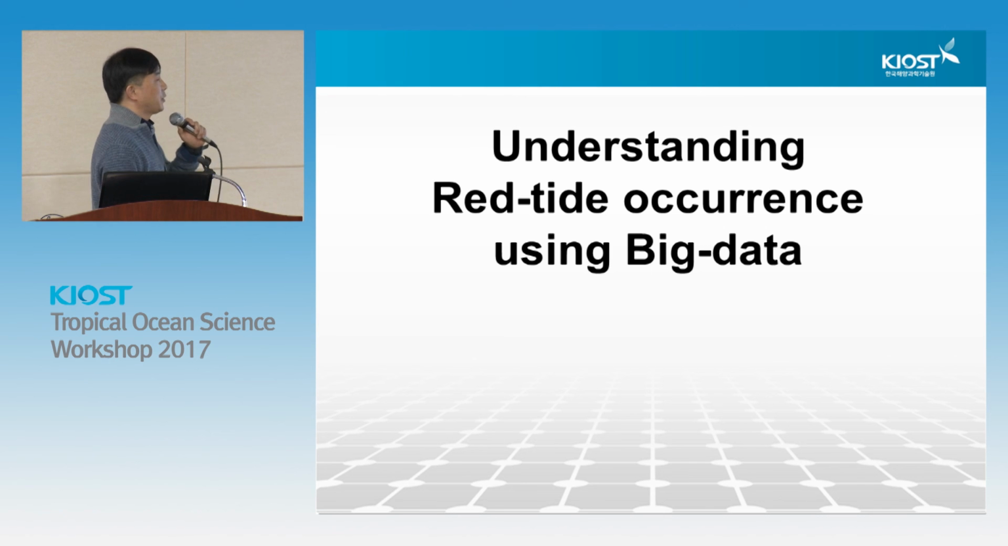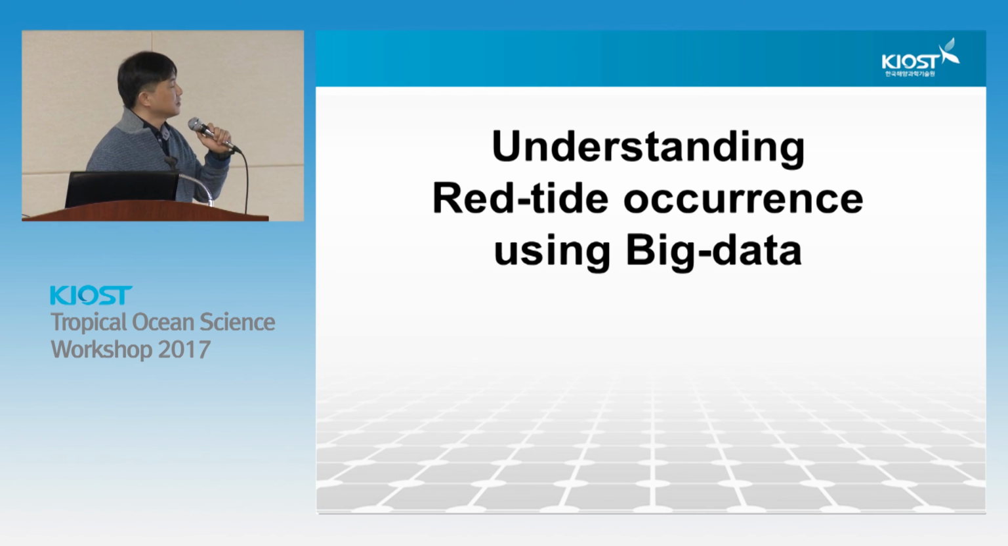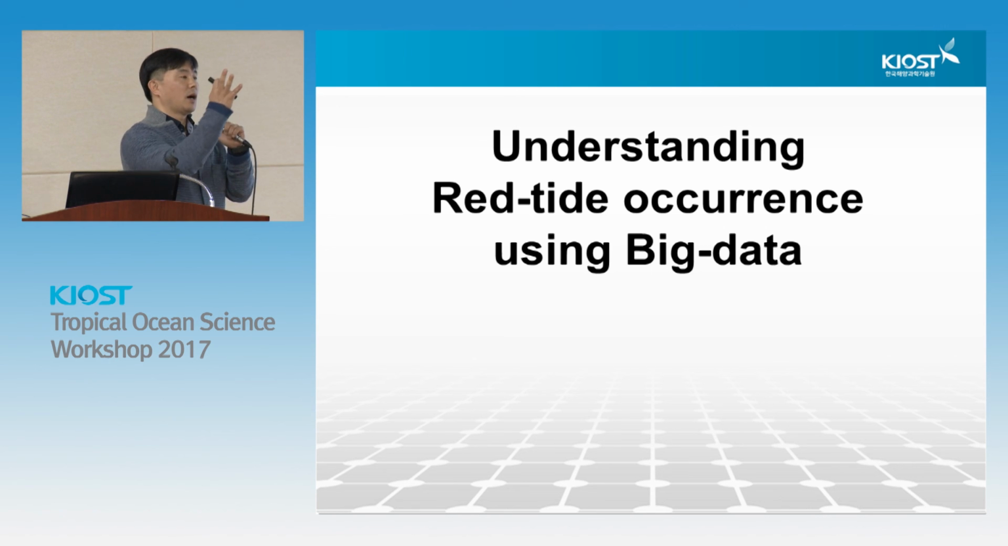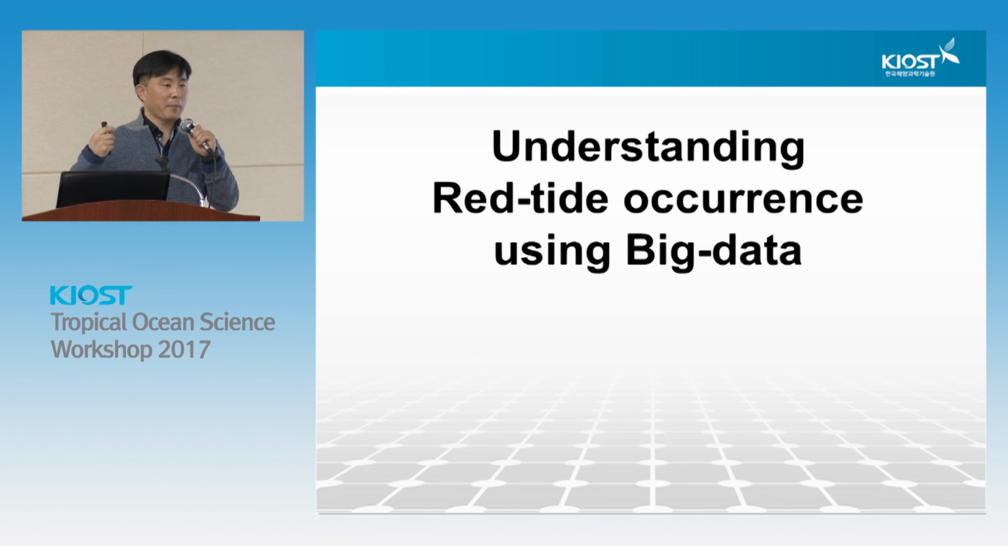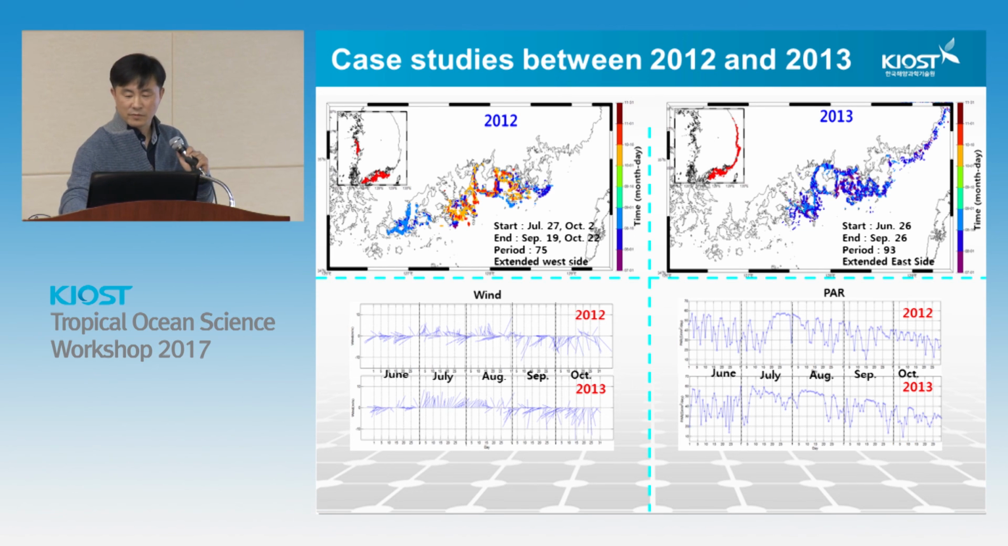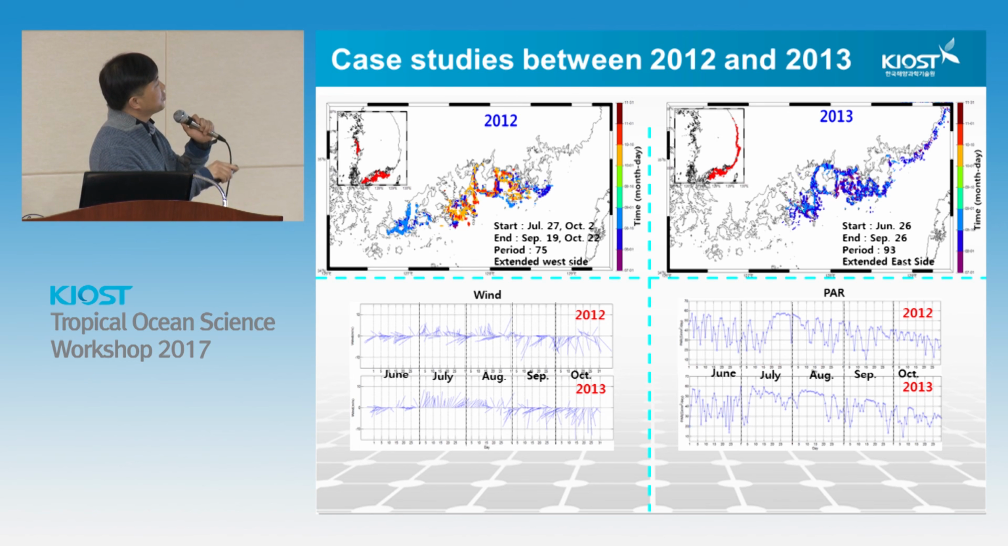One of our final goals is to understand red tide occurrence using big data. Based on our previous data set, we will try to understand the physical forcing factors that control the red tide bloom. This is a very simple red tide dispersion case. In 2012, the main occurrence area was the south coast, but in this year, red tide occurred on the west coast.